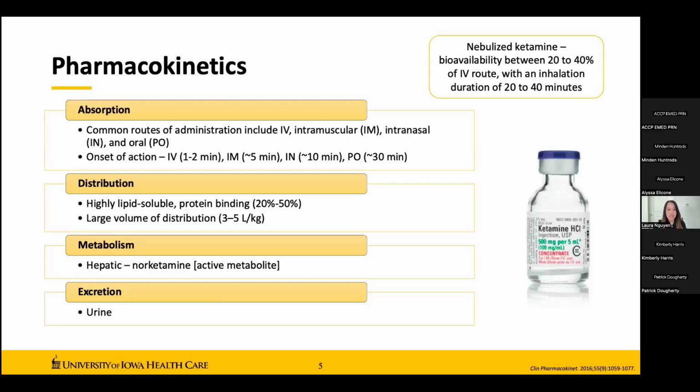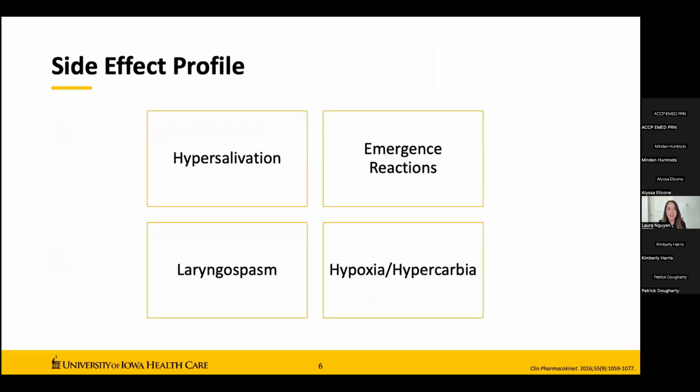So nebulized ketamine has been explored in different areas such as palliative care or asthma treatment and post-surgical sore throat relief, but its effectiveness and safety for managing acute pain is currently limited to case reports and case series that really assess the analgesic efficacy. From these small case reports, it has demonstrated pain relief without serious adverse events. And for the safety profile, ketamine may cause side effects such as hypersalivation, emergence reactions, laryngeal spasms, and hypoxia or hypercarbia.